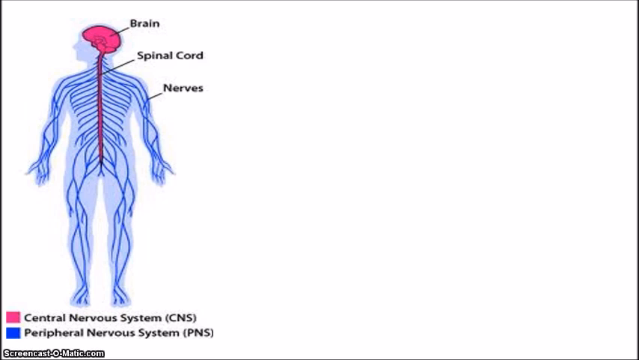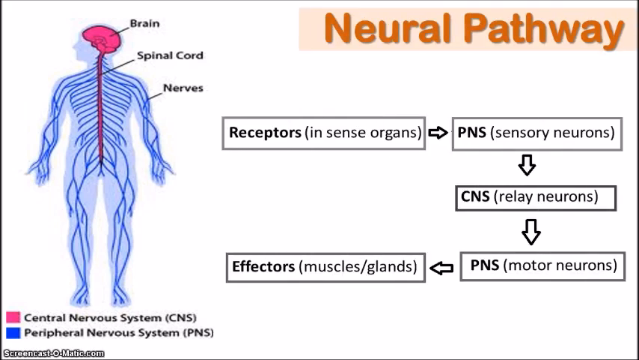Now from the spinal cord and the brain, nerves are going to be branching out, and this is known as the peripheral nervous system. Now the peripheral nervous system and the central nervous system work together in order for these messages to be sent throughout the body. Now let's look at the neural pathway.